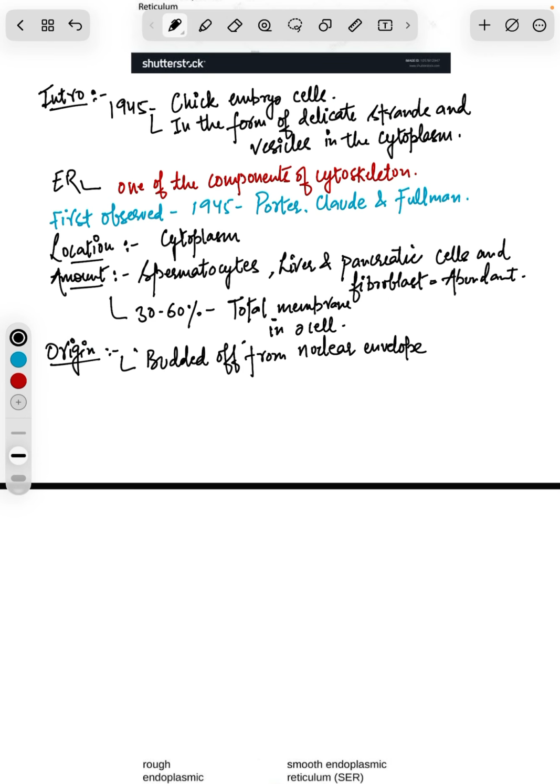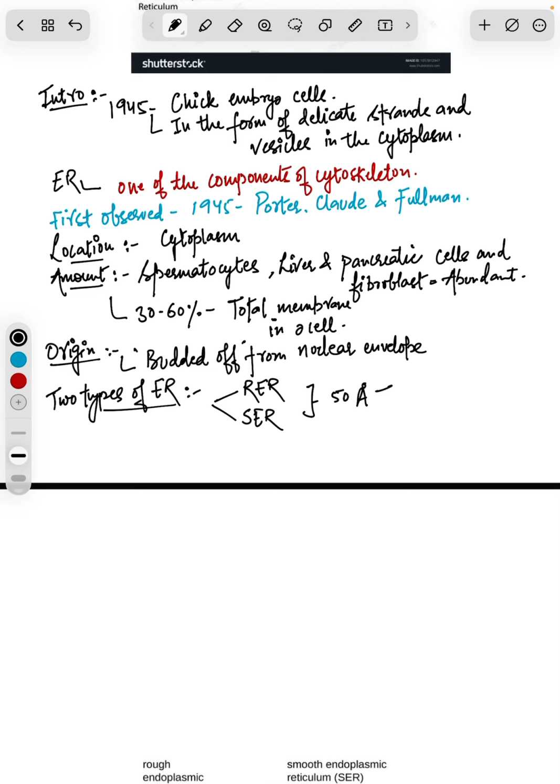Now, basically two morphological types of ER are present. One is RER and one is SER. The smooth ER seems to arise from the rough ER, RER, by detachment of ribosomes. Ribosomes are present on the surface of the endoplasmic reticulum. If you remove these ribosomes from RER, then SER basically forms.